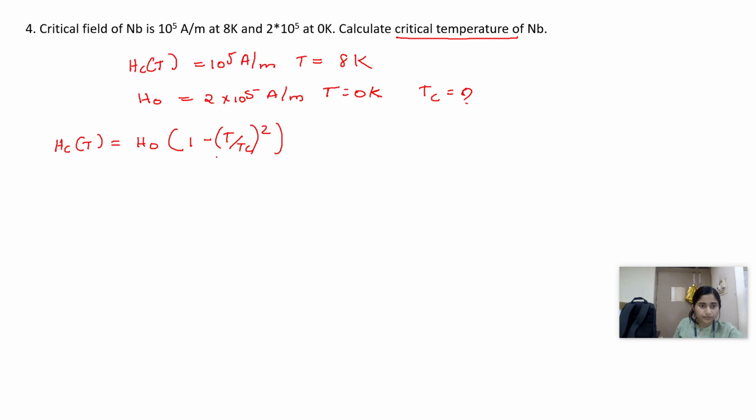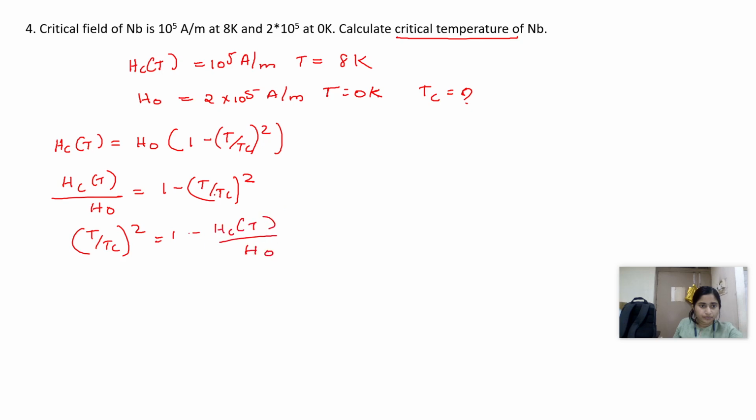Okay. Now from there you first have to extract the Tc value, then substitute the numerical values of the parameters for the problem. So here first we will write Hc of T divided by H0 is equal to 1 minus T by Tc whole square. Now T divided by Tc whole square will be 1 minus Hc of T divided by H0.